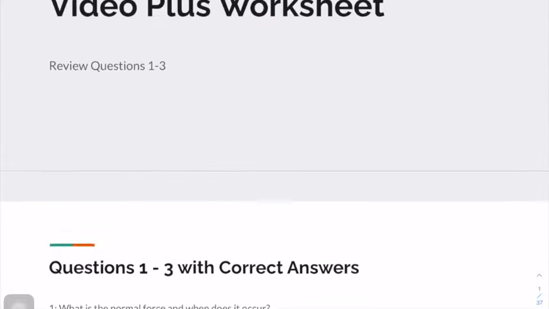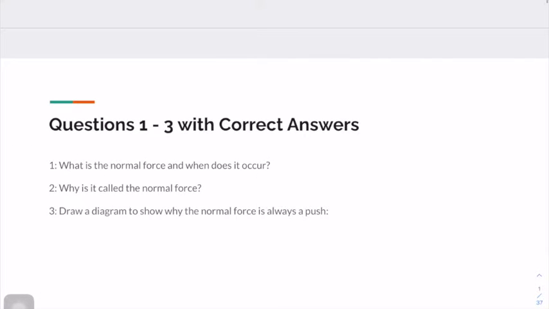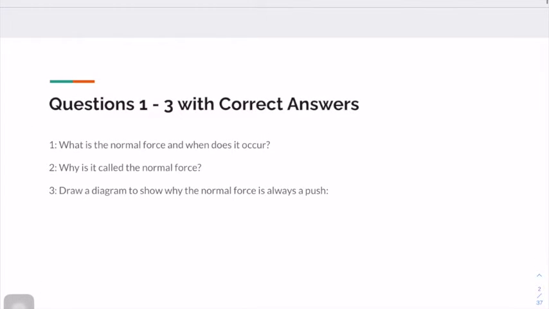Here are the answers to questions 1 through 3 for the normal force elaboration video plus worksheet assignment. I'm sure you don't remember, but here are questions 1 through 3, and I paraphrase them a little bit. Number 1, what is the normal force and when does it occur? Number 2, why is it called the normal force? And number 3, draw a diagram to show why the normal force is always a push.